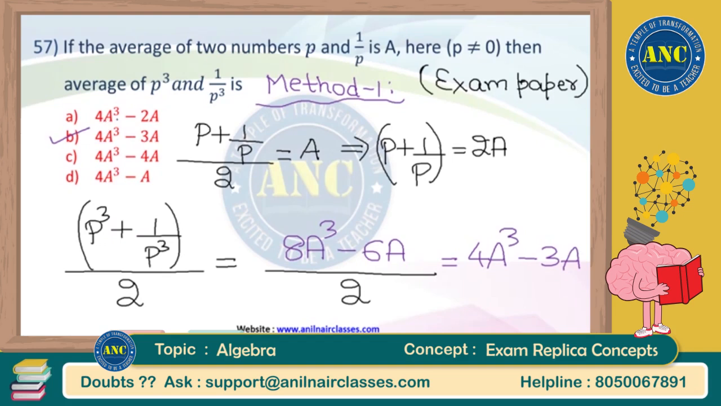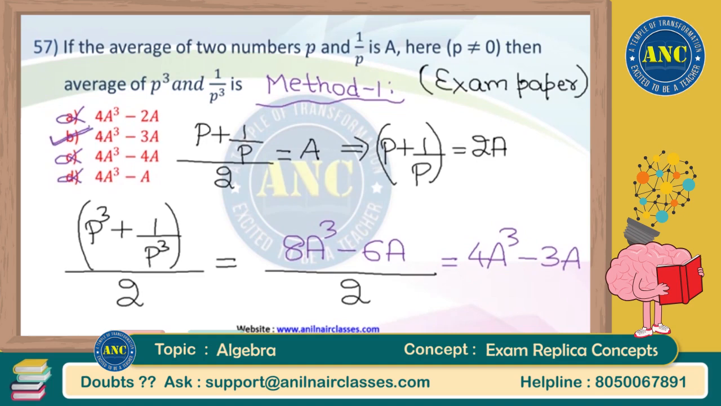Check from the answer options. Now we know that a value is 1. 4 minus 2 is 2, it is not equal to 1. 4 minus 4 is 0, not equal to 1. 4 minus 1 is 3, not equal to 1. 4 minus 3 is 1. This should be the correct answer.